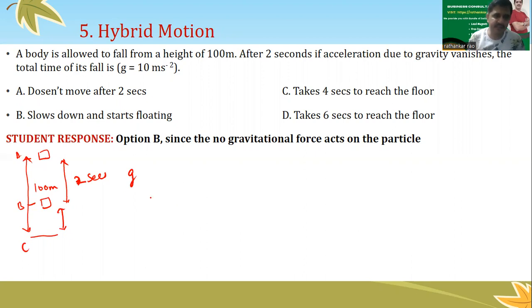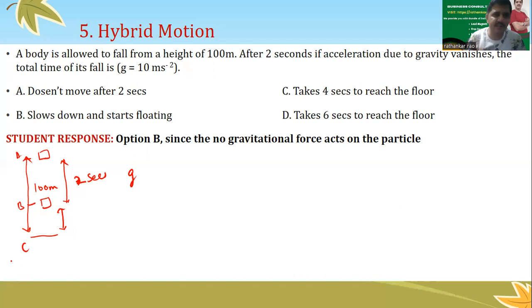So the students gave me option B as the right one. The reason they thought, what is option B? It slows down and starts floating. Why does the object fall to the ground? Simple, gravity. Gravity pulls it. So because of the gravitational force, it keeps on coming down.